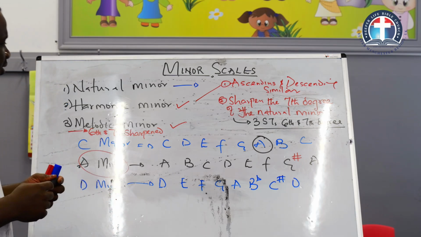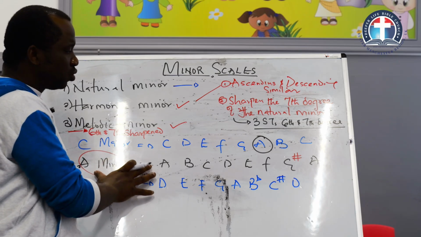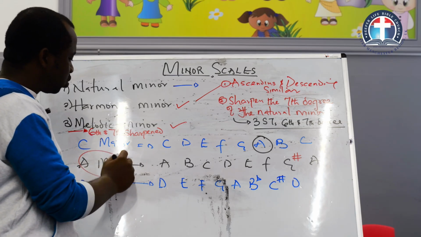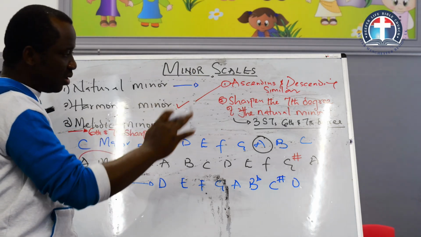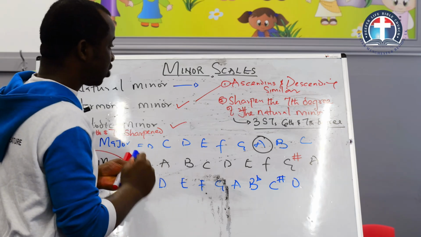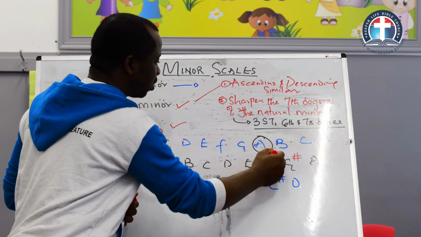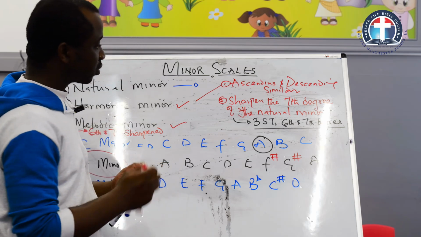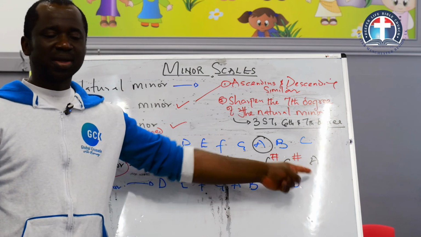Okay, so now let's look at the examples we've done. Let's go back to A. Let's assume we want to do A melodic minor, ascending. So it means we have to sharpen F as well, am I right? So you can see that the 6th and 7th are sharpened.